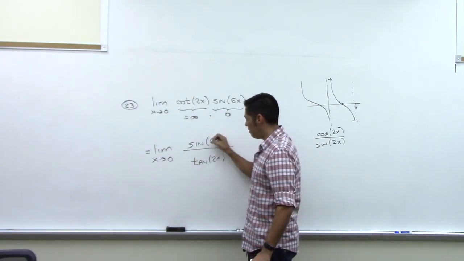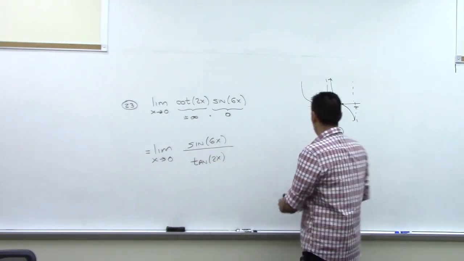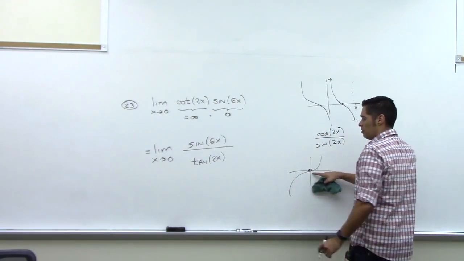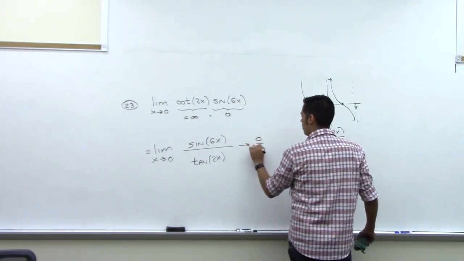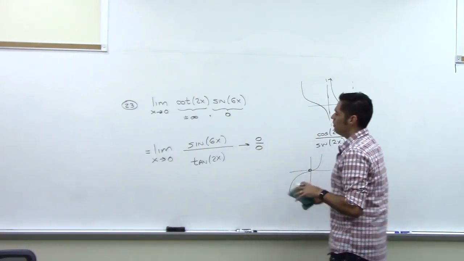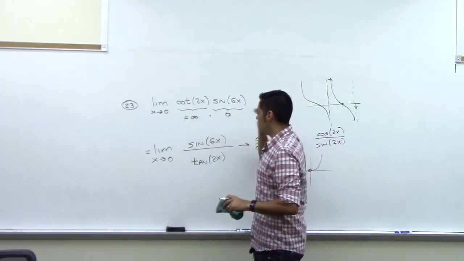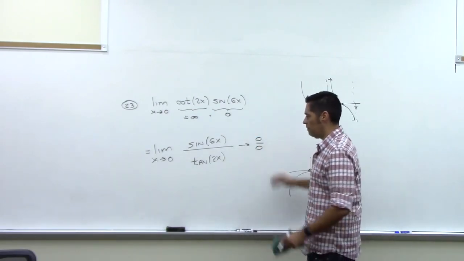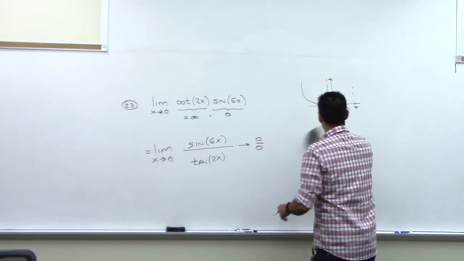And now let me see what happens when x goes to 0. Sine of 0 is 0. Tangent of 0, remember a graph of tangent looks like this. Tangent of 0 is 0 also. So now this looks like 0 over 0. So I've just rewritten the form of infinity times 0 as a different form, 0 over 0. And now I can use L'Hopital.